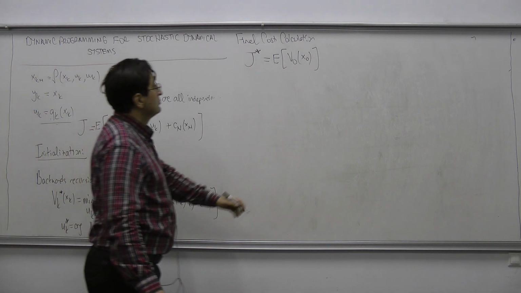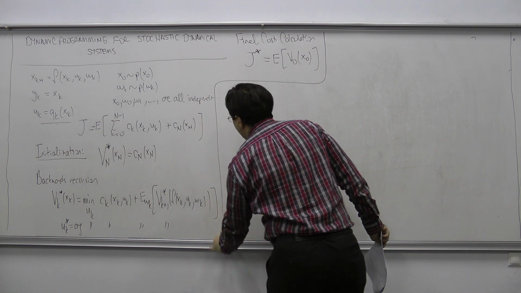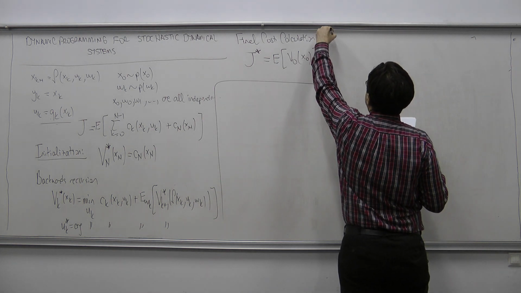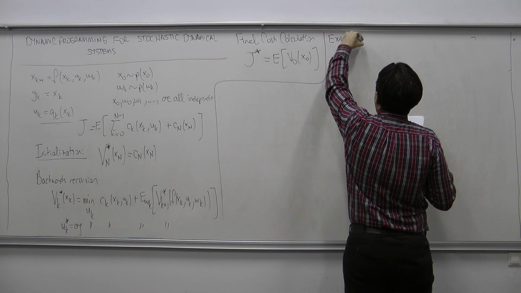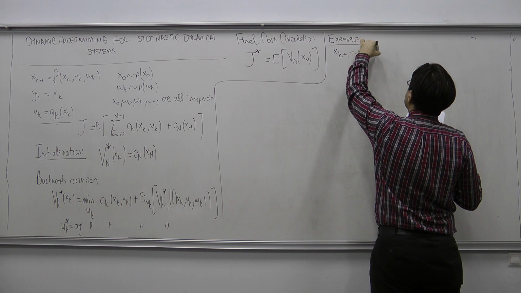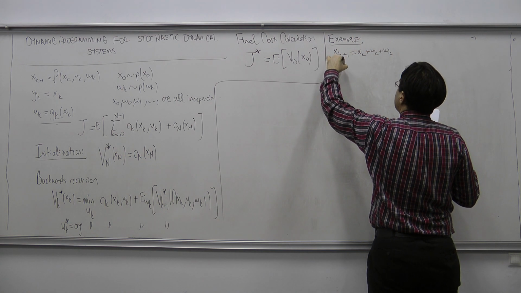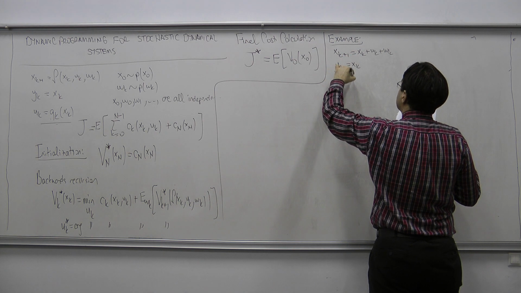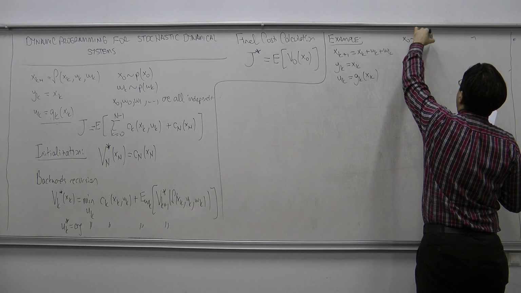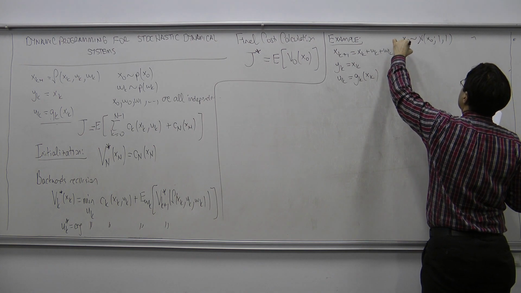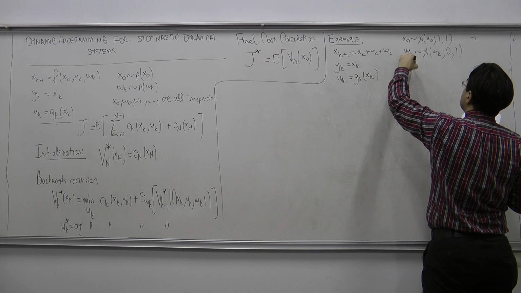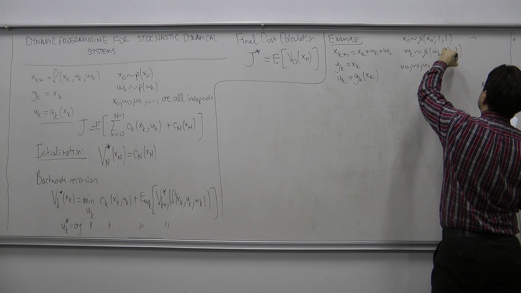So now we are ready to apply this dynamic programming concept to this linear system that we have seen in the earlier example. I will unfortunately have to write this again. x_{k+1} = x_k + u_k + w_k. y_k = x_k. u_k = g_k(x_k). x_0 is normal with mean 0 and variance 1. w_k is normal with mean 0 and variance 1. And x_0, w_0, w_1 are independent.